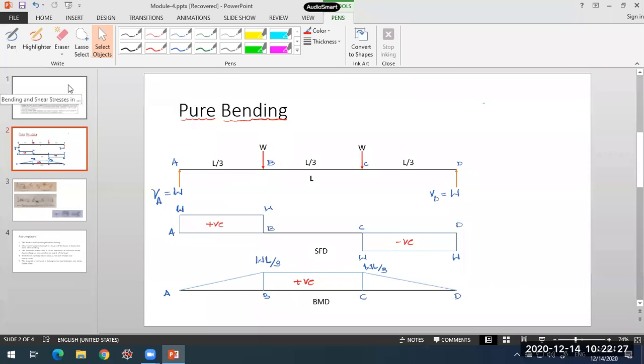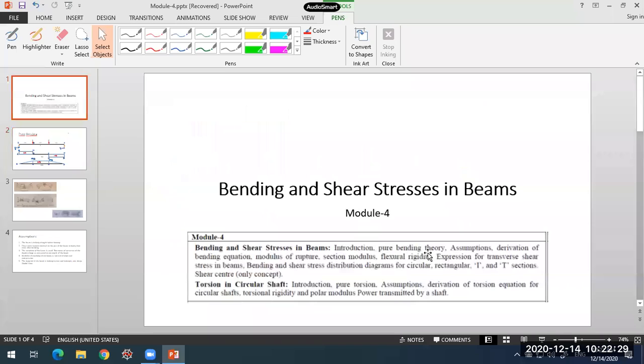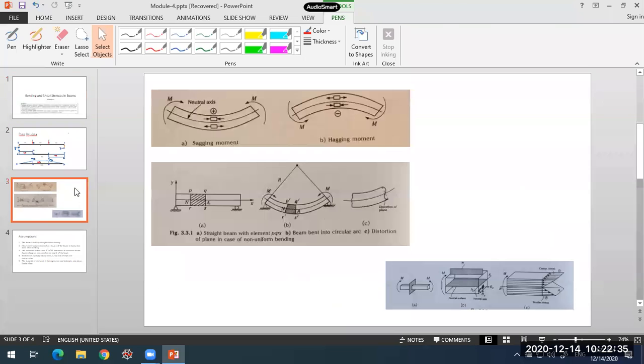Now, once we have understood pure bending theory, that is what the pure bending theory is meant for. Now let us move ahead. So now if I look at this beam, how it is behaving. I was talking to you about the sagging and hogging moment in the previous module. So here it is the sagging moment. The beam is bent in this way.